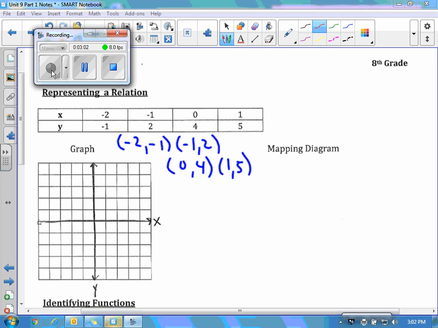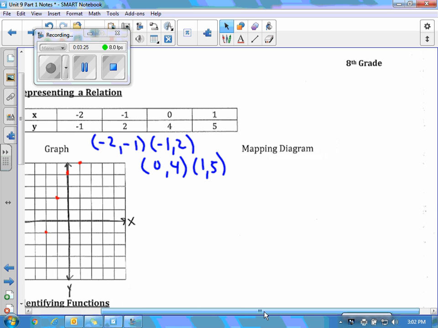So I have -2, which is 2 to the left, and -1, which is down 1. So I went 2 to the left and down 1. For (-1, 2), I'm going to go left 1 and up 2. For (0, 4), I'm just going to go up 1, 2, 3, 4. And for (1, 5), I'm going to go to the right 1 and then up 5. And I've graphed my relation. Now I don't connect those dots or anything at this point, I'm just putting them on the graph.